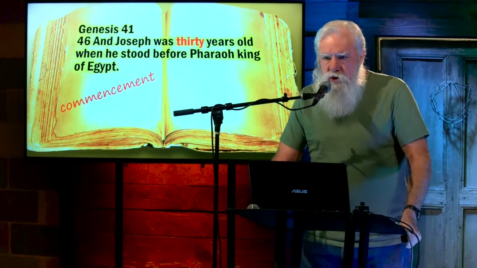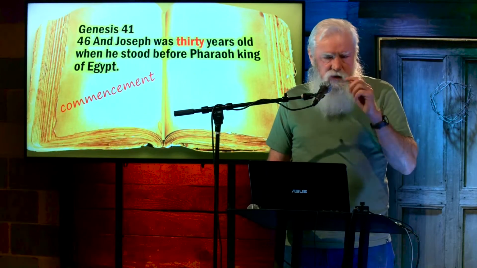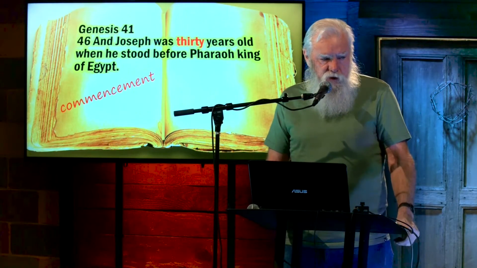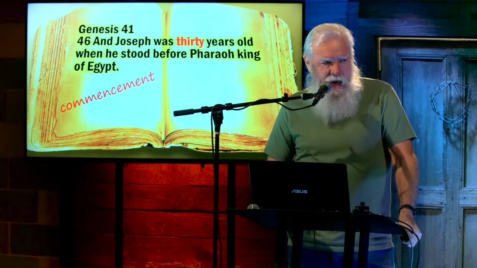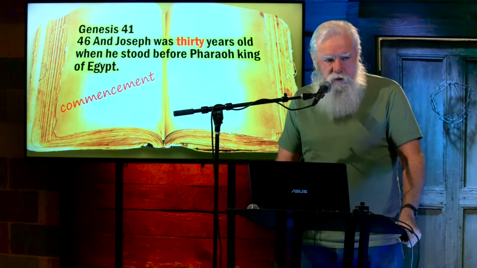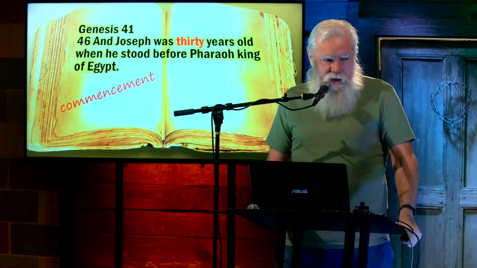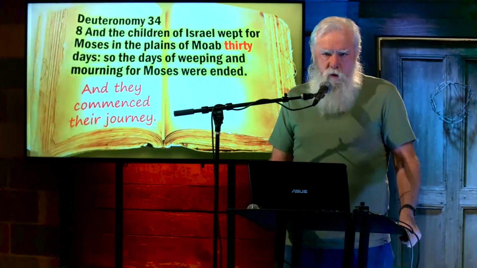And then Joseph was 30 years old when he stood before Pharaoh, king of Egypt. Now, if you go back and put that in the context and read it, that's the point at which Joseph's ministry began on behalf of his people, so that he eventually brought them down to Egypt. So that's when he commenced his reign with Pharaoh.